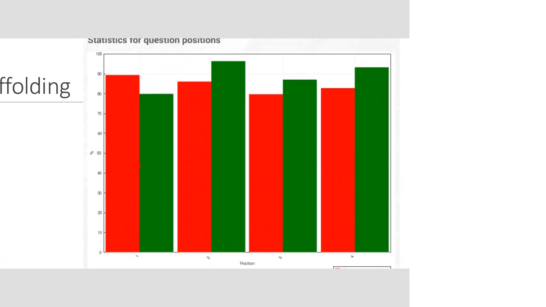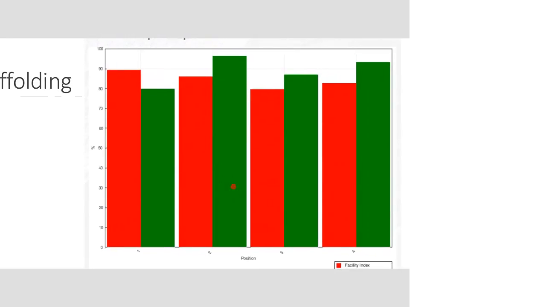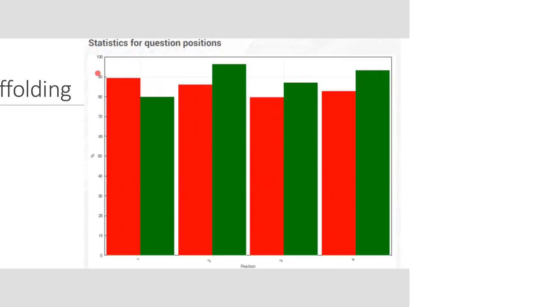It is just kind of built in. This is the statistics for different question positions for each question on the quiz. The red bars are essentially, it's called the facility index, but essentially this is how easy the question is, essentially what percentage of the students got it right. There's a couple of little twists in there because of all of the multiple chances that students have, but that's more or less what it is.